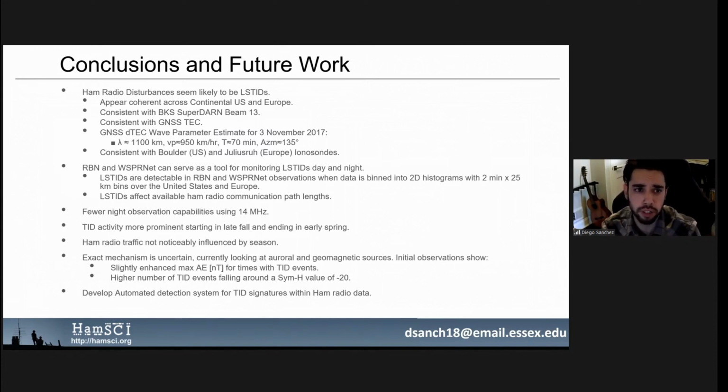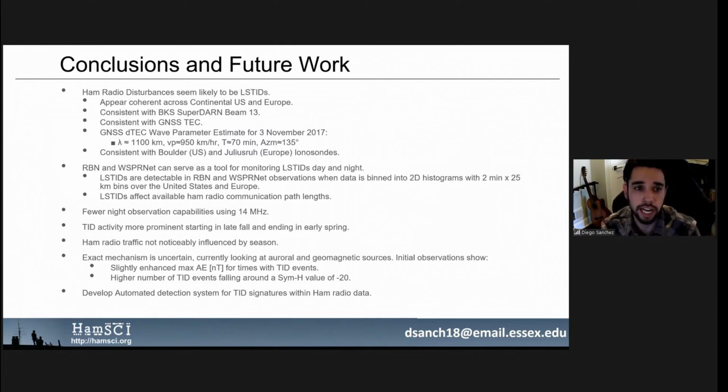binned into 25 kilometer bins over the US and Europe. And LSTIDs affect the available ham radio communication path lengths. There are, however, much fewer observation capabilities during the night using 14 megahertz. The TID activity was more prominent starting in late fall and ending in early spring. Ham radio traffic was not noticeably influenced by season.